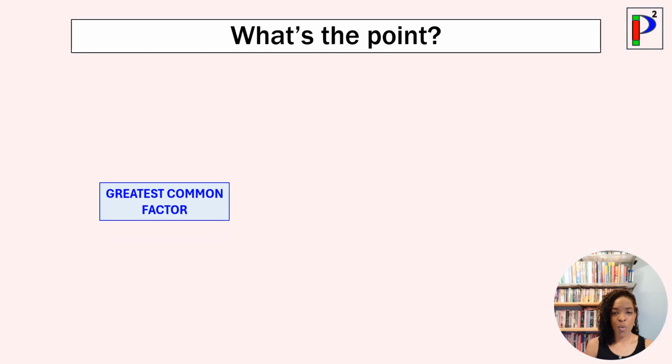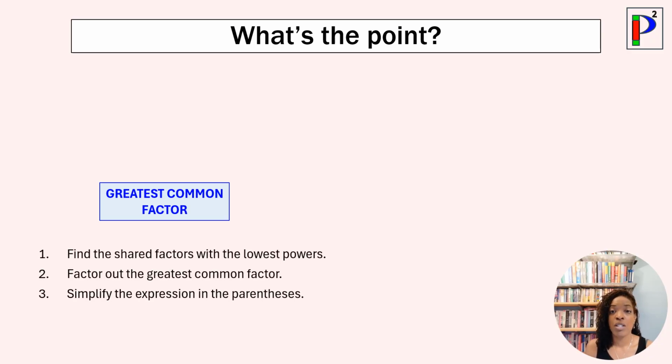Okay, we have started our first steps in factoring polynomials. We take out our greatest common factor. To do that, we find all shared factors, take the lowest power of each, divide your expression inside the parentheses by the GCF, and simplify.